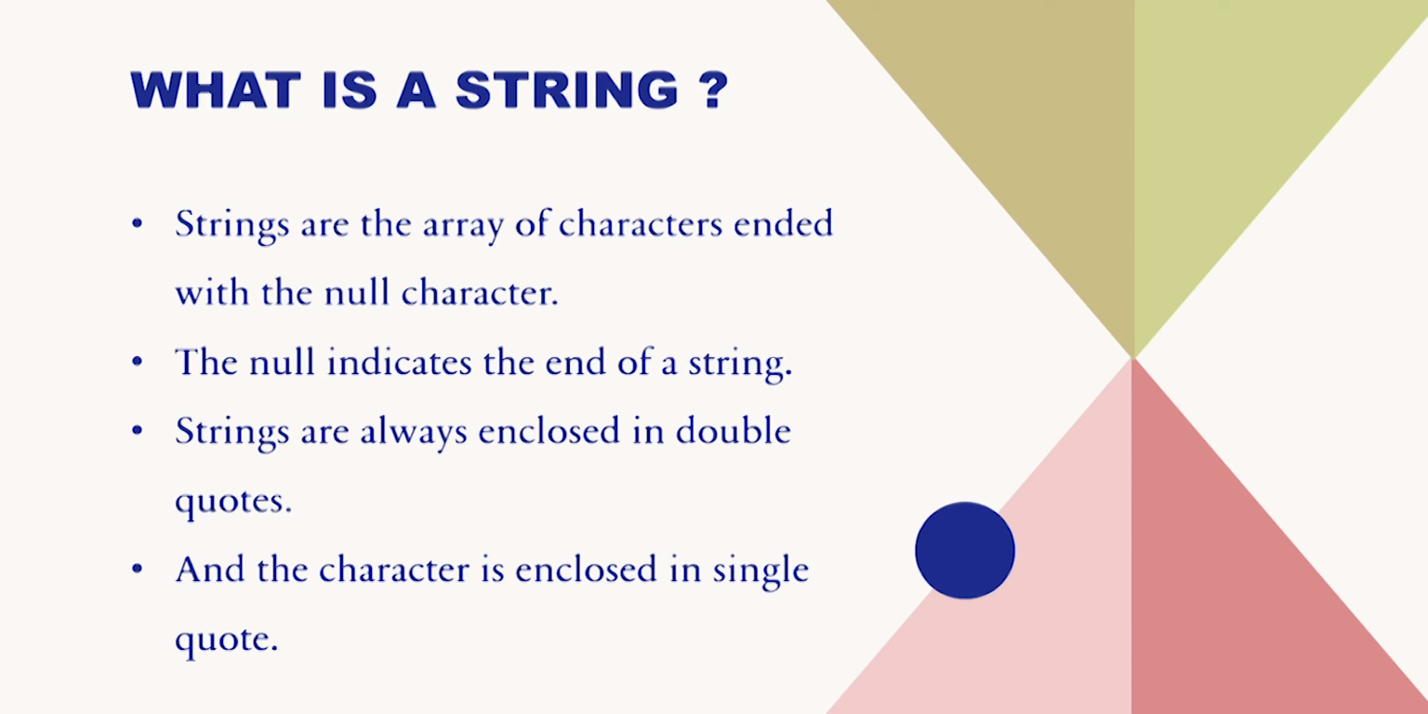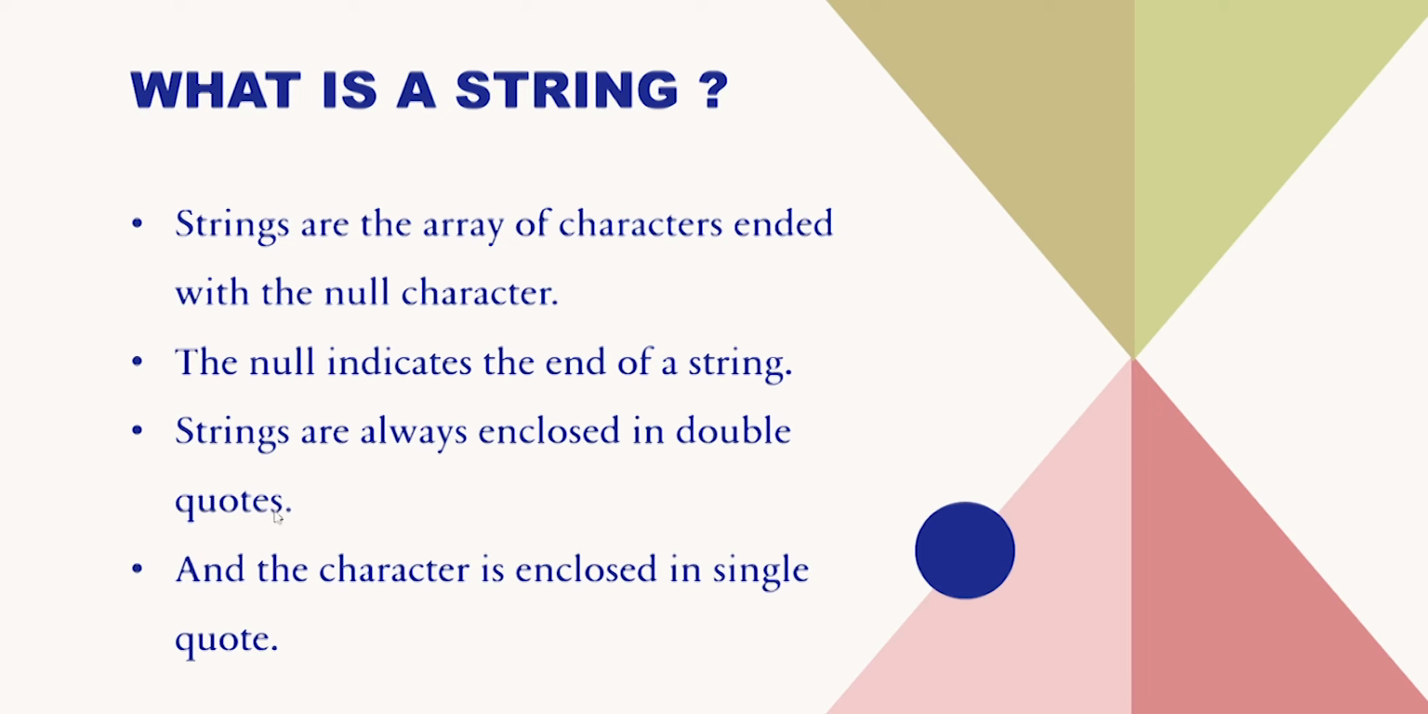Let us revise once again what a string is. Before understanding what a string is, you have to know what a character is. A character is nothing but a single letter. A string is nothing but a group of characters ending with the null character. The null character is used to indicate the end of the string. We have to know when the string ends, right? To get to know that, we use the null character. Not we, it is default. In the default case, it is going to be used.